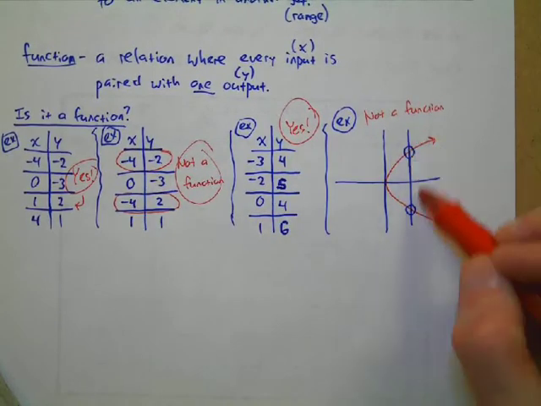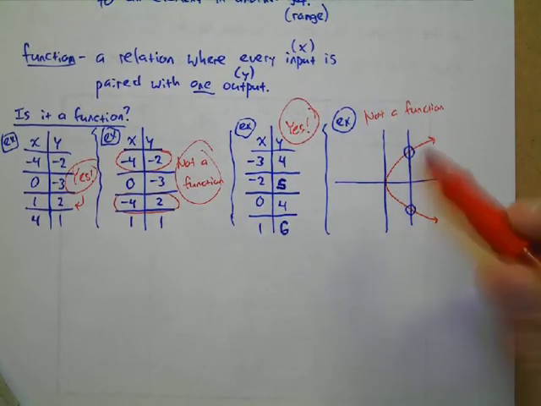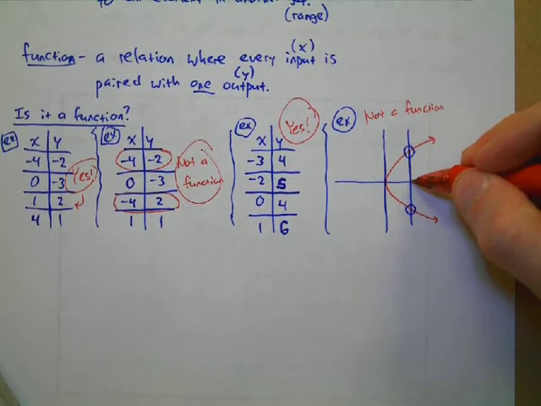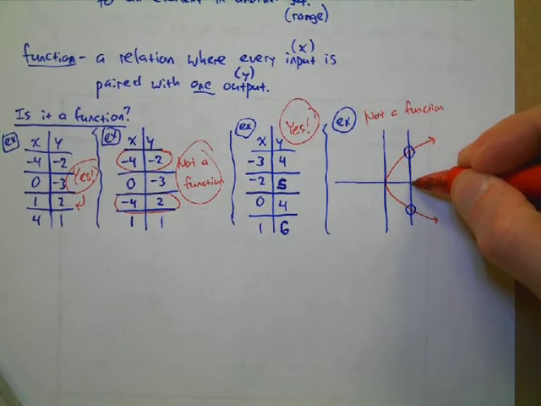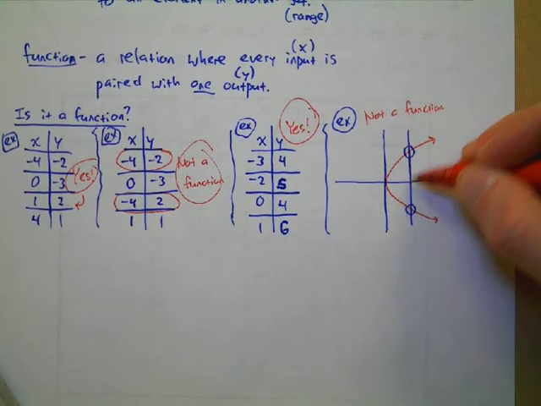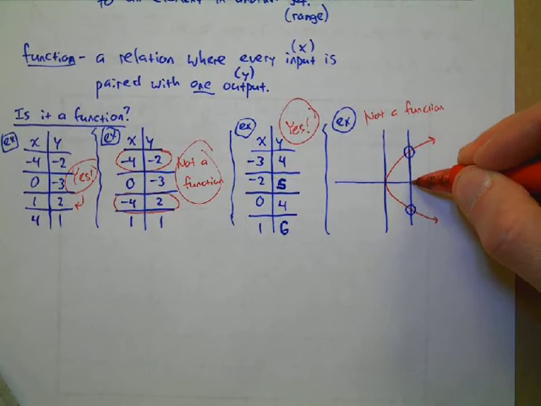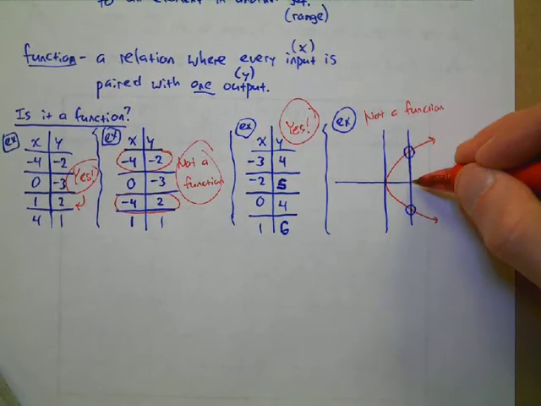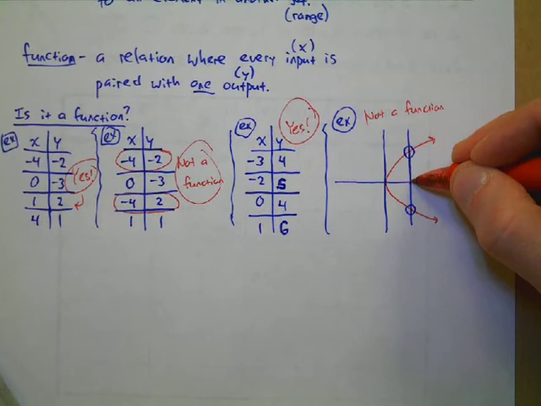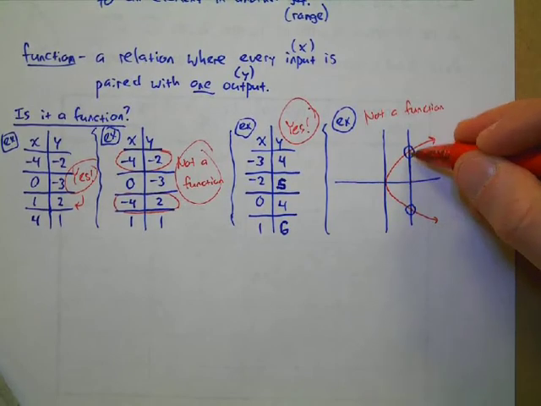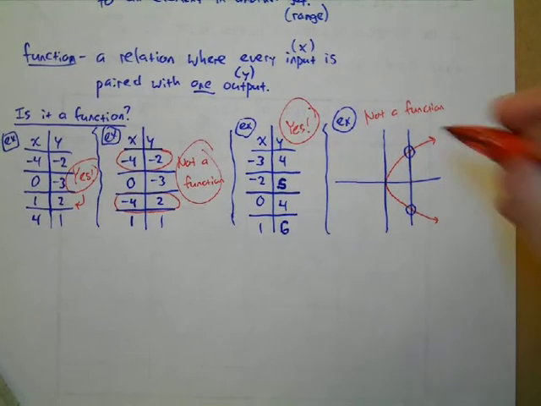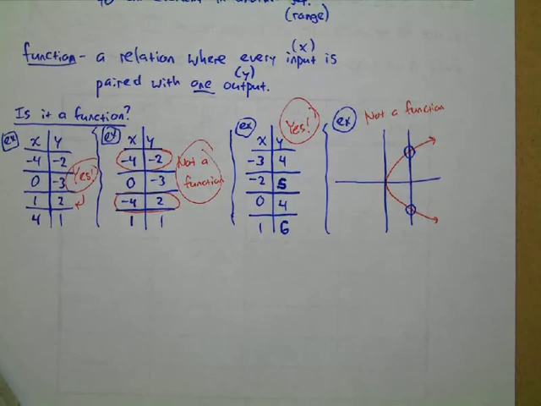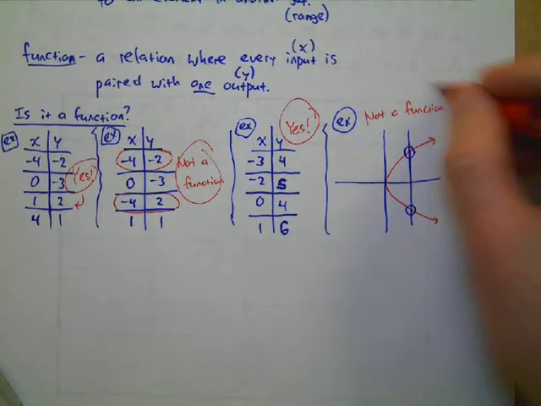This vertical line has some x value, right? Whatever this x value is, it crosses the x-axis, right? That x value is paired with this y value, right? But this x value also is paired with this y value, because you have 2 points on your graph. So this one x coordinate goes to two different y coordinates. And that's why that vertical line test works. Okay, it allows us to determine it's not a function. Okay?